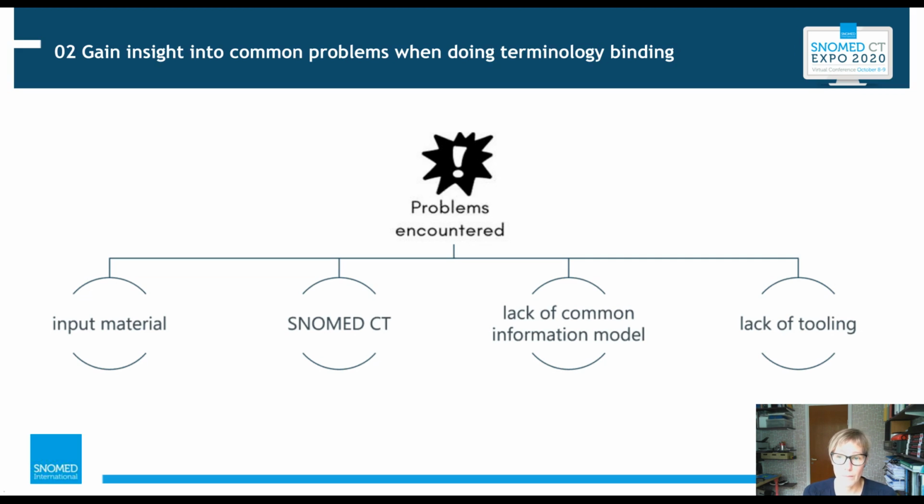A last problem with input material would be relative terms, where you have a list and then at the end there is other or none of the above, which there's no corresponding concept for in SNOMED CT, so you would have to solve it some other way.